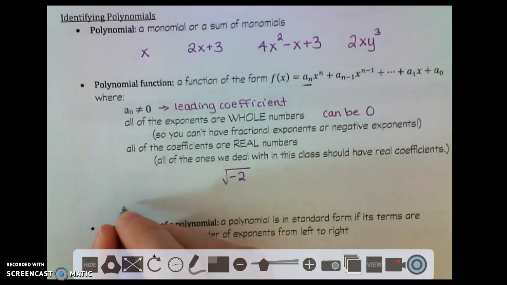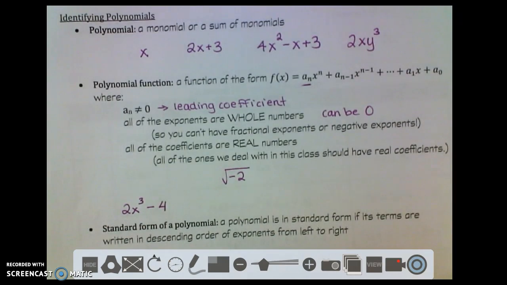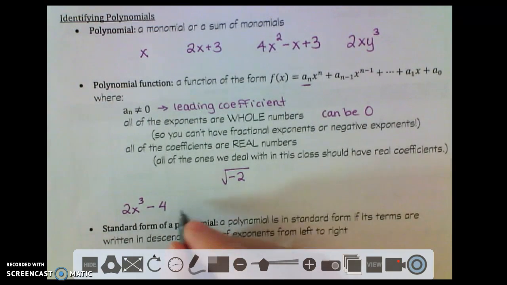So this might be an example, 2x to the third minus 4. Is that a polynomial? Yes, it is, because our coefficients are all real. Our exponents are all whole numbers, or 0. This would be times x to the 0, which is just 1. So we have 1 times 4 is 4. And we know that our leading coefficient here is not 0. It's 2. So this is a polynomial.